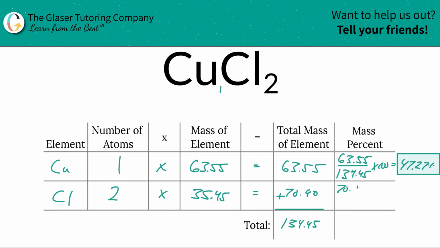So that's 70.90. Divide that then by 134.45. Notice how I'm taking the total mass of the chlorine, not the molecular mass or the molar mass of a single atom. And then when we do that division and multiplication, it's going to be 52.73. All right. And when you add those two together, it should work out to be a total of 100. And yeah, that's it, 100%. All right. I got a 100% on this.